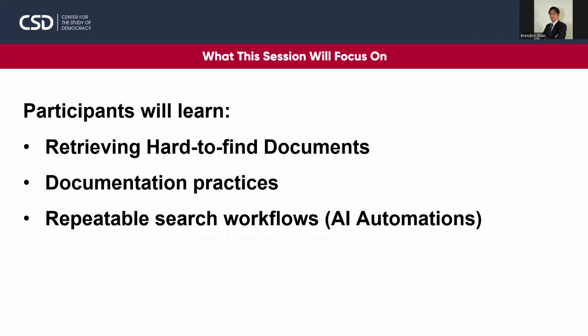Today's lecture is about how to systematically collect open source information in a way that is reliable, transparent, and repeatable. This session will focus on three main things. First, we will try to find hard-to-find documents, particularly data sets and official records. Second, we'll look at documentation practices, which are essential if your research is funded or policy relevant. Third, we will try to establish repeatable search workflows by using AI and automation tools.